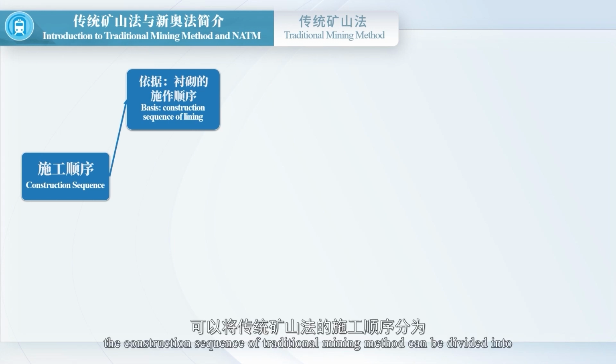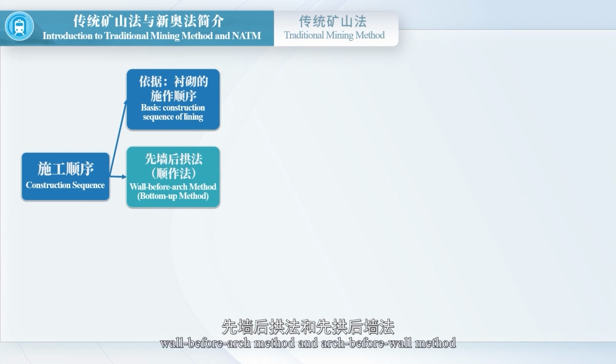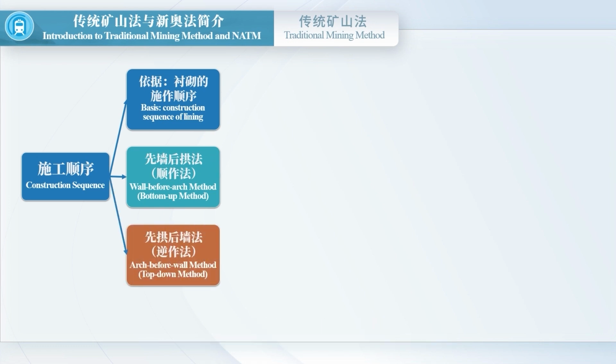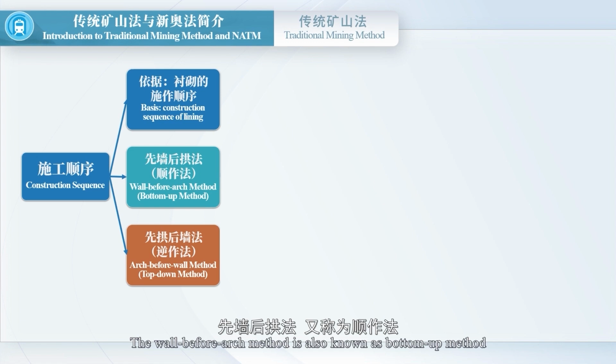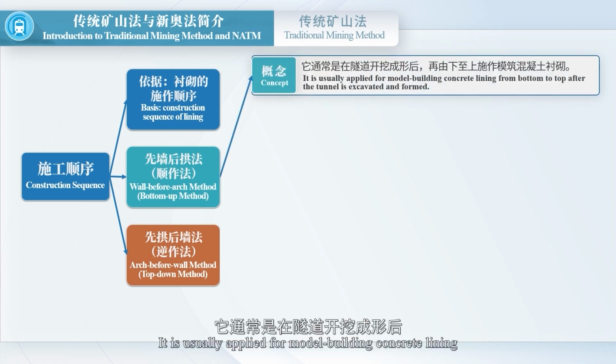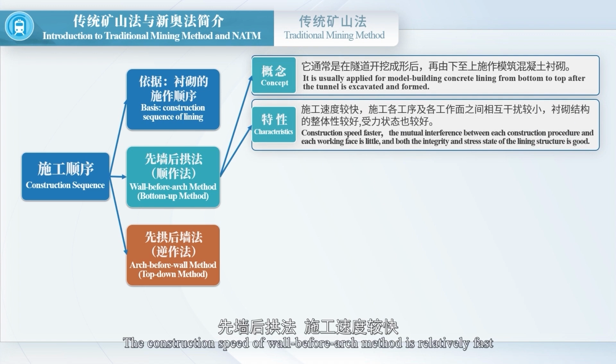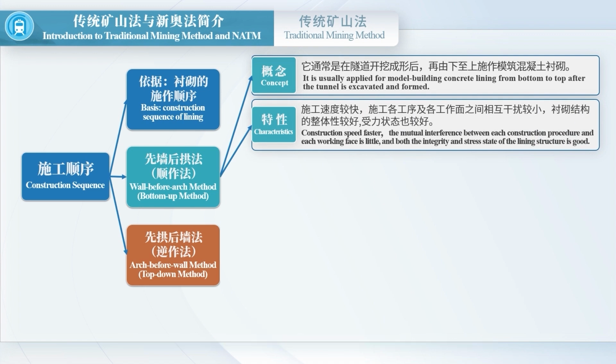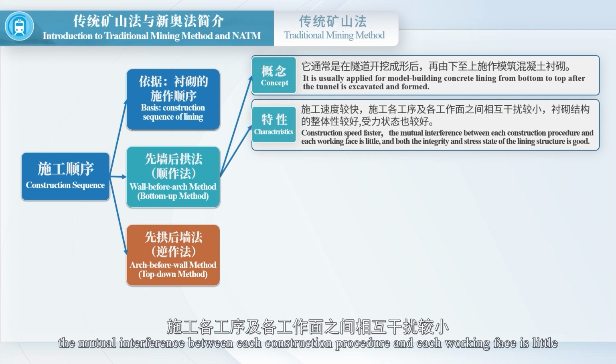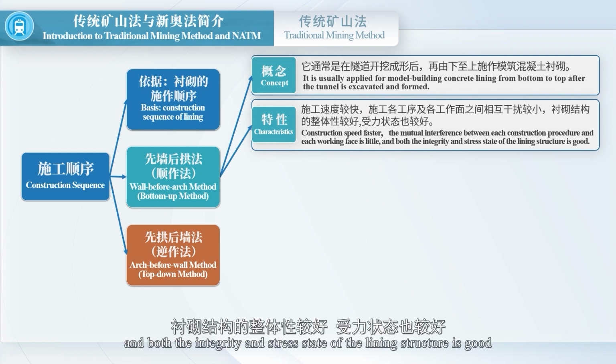The construction sequence of the traditional mining method can be divided into the wall before arch method and the arch before wall method. The wall before arch method is also known as the bottom-up method. It is usually applied for model building concrete lining, from bottom to top after the tunnel is excavated and formed. The construction speed of the wall before arch method is relatively fast. The mutual interference between each construction procedure and each working face is little, and both the integrity and stress state of the lining structure are good.